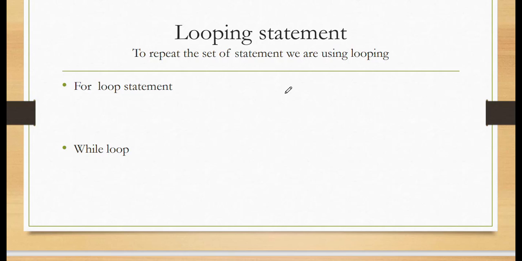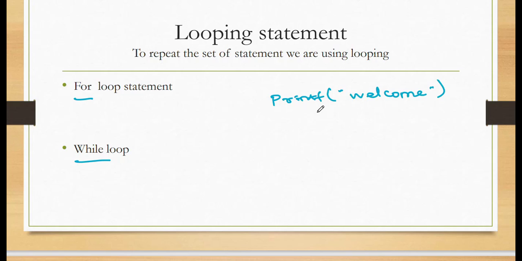In a program, if I give print of welcome, it will print one time. If I want to print welcome 10 times, I have to write the statement print of welcome, print of welcome, print of welcome, right? To avoid this, we use looping statements. There are three looping statements: for, while and do while loop.